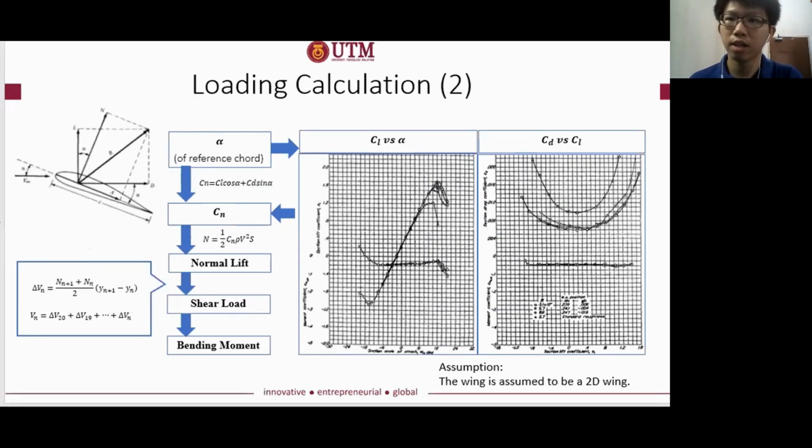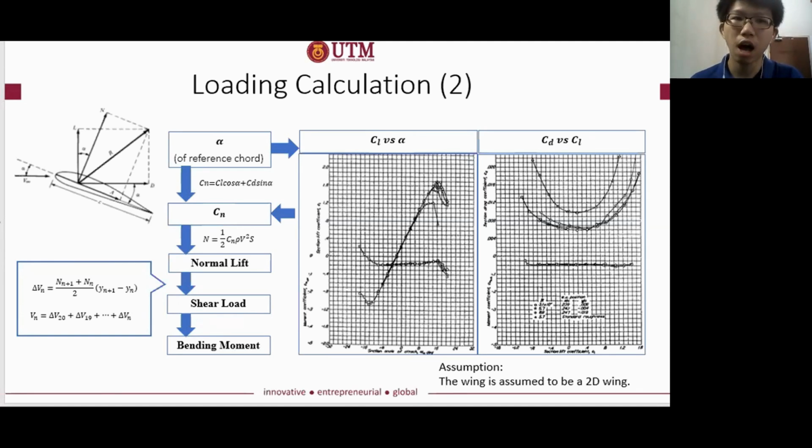So next, the section aerodynamic angle of attack, alpha, is determined from the graph of CL versus alpha for NACA 2412 as shown over here. Then, the aerofoil section lift coefficient CL and drag coefficient CD are determined from the graph shown here. The values will be substituted into the equation of Cn, which is derived from resolving the aerodynamic forces in the figure on your left, to find the lift force acting perpendicular to the aerofoil at each station for points A, D, E, and G of the VN diagram.